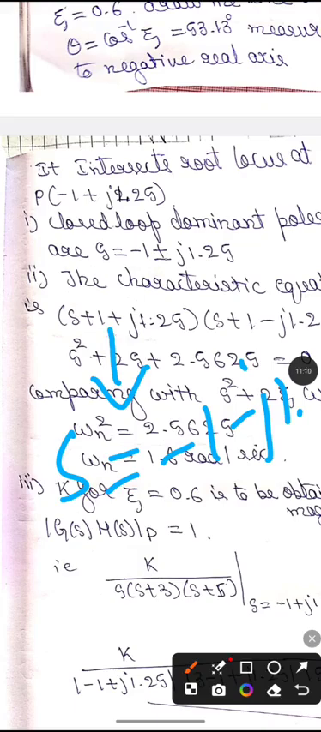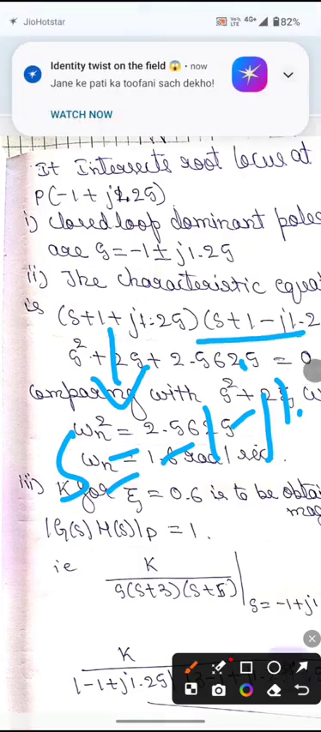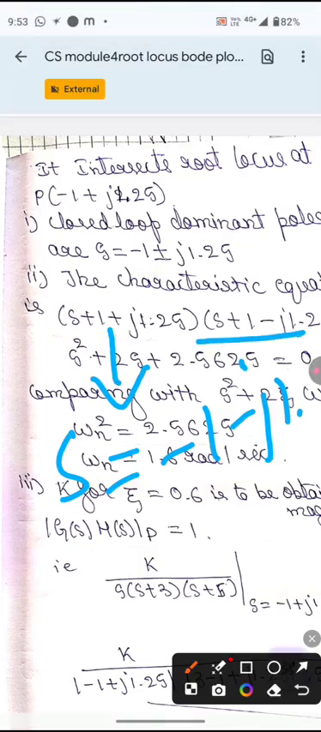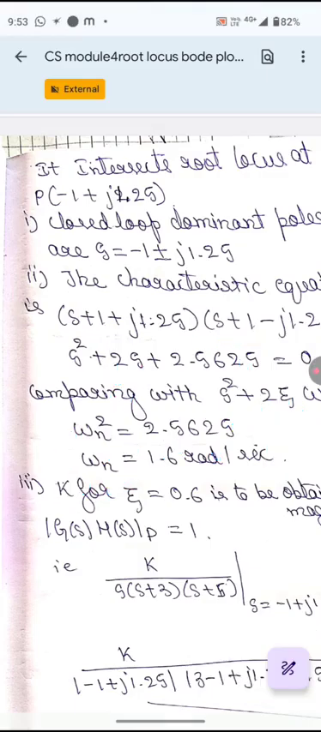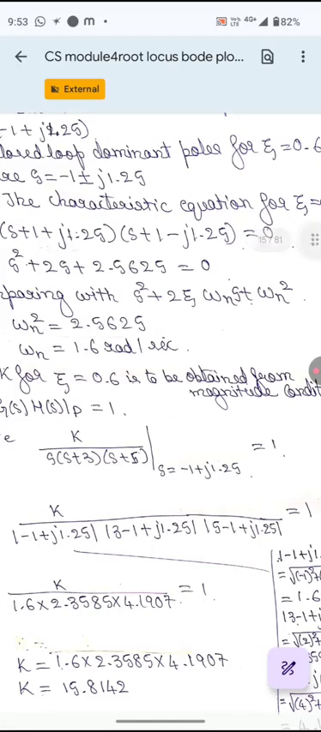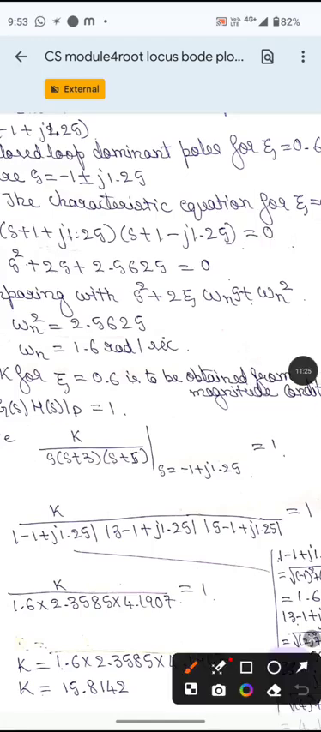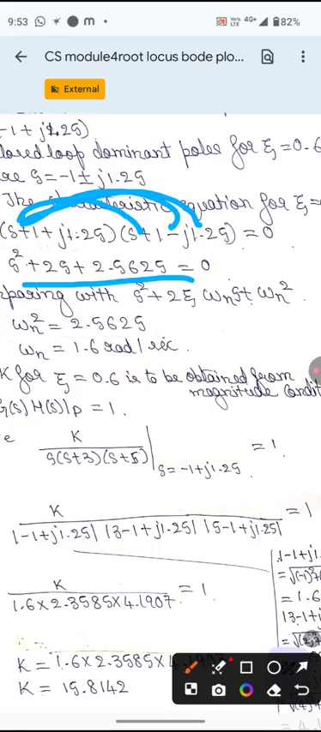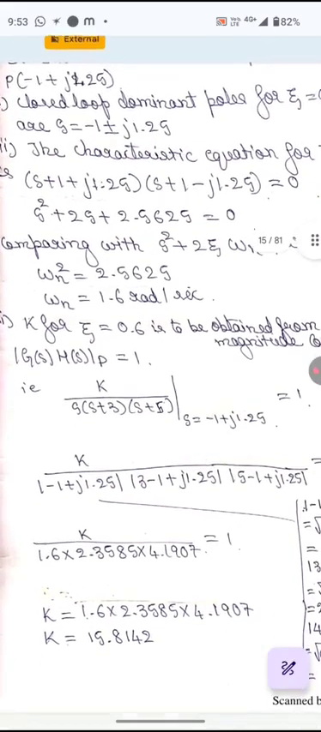Okay, so similarly for this case also it will become s is equal to -1 plus j1.25. So here s square plus 2s plus 2.5625. If you multiply and solve this one, s into s, s into 1, s into that is 1.25. If you multiply and solve, you will get s square plus 2s plus 2.5625 equal to 0. You need to multiply and solve.